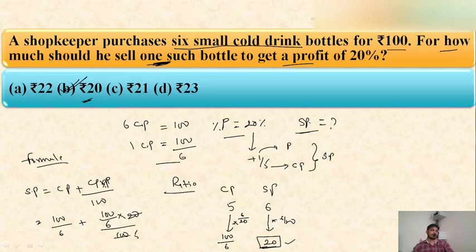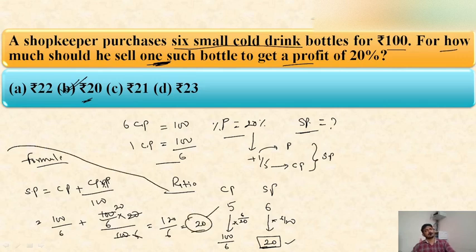The 5s get cancelled, and 5 ones and 5 twenties get cancelled. We will get the answer equal to 120 divided by 6. So 120 divided by 6 will be equal to 20. In this also you get the same answer. But going with the formula approach will take some time, and we need to remember the formula. I prefer the earlier one as the easiest way to get the answer.